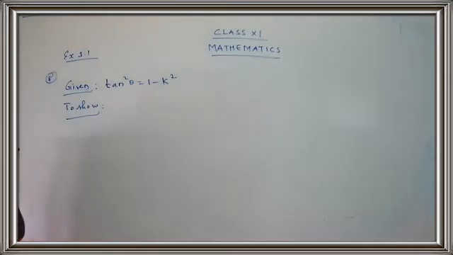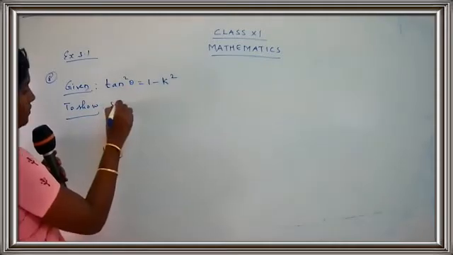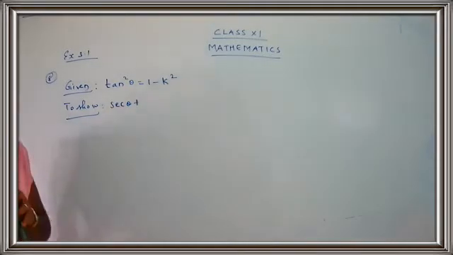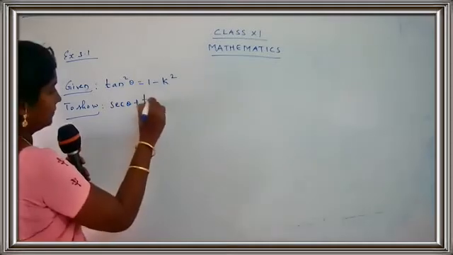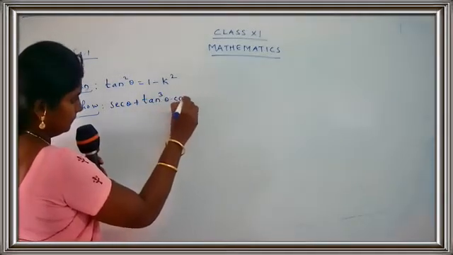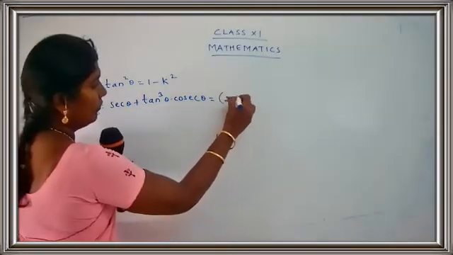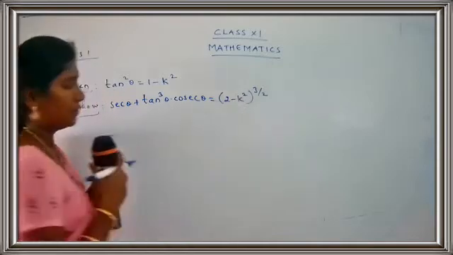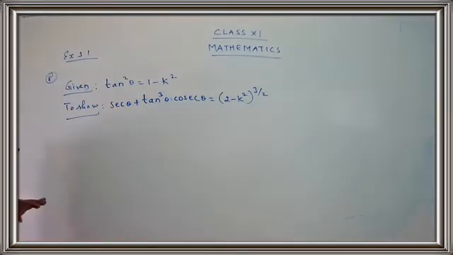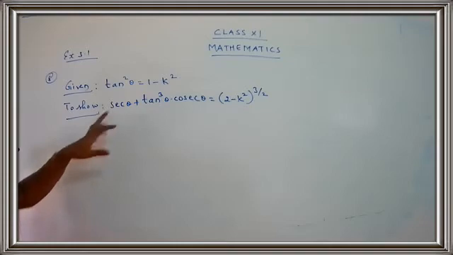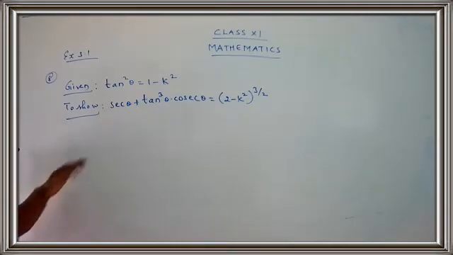Copy down the terms carefully children. To show: sec theta plus tan cube theta cosec theta is equal to 2 minus k square the whole raised to 3 by 2. This is what we have to show. And also you have to find out the values of k; that we'll be doing later on. So first of all, let's go for the to-show part. Sec theta plus tan cube theta into cosec theta is equal to 2 minus k square the whole raised to 3 by 2.